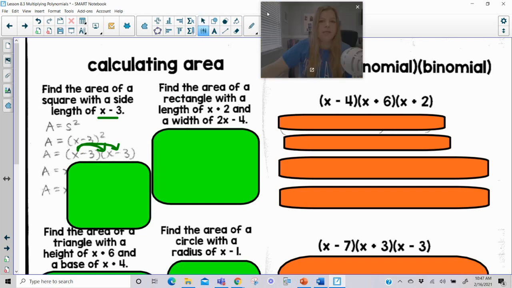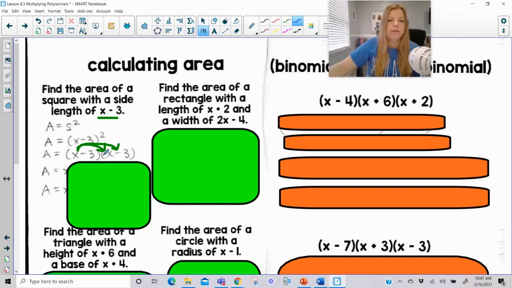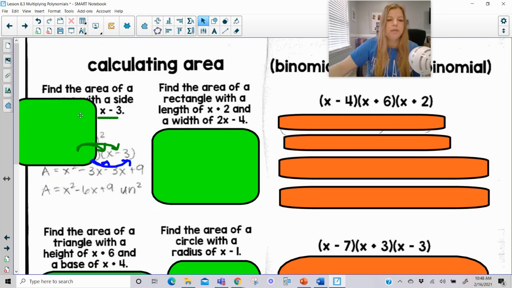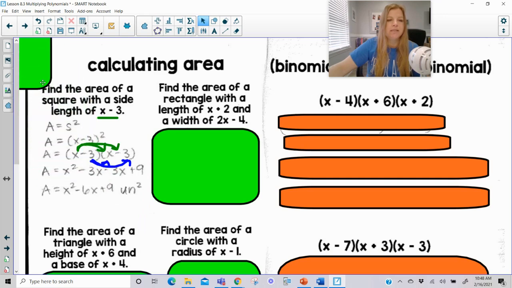And then we need to do negative 3 times x, and then negative 3 times 3. So we are doing our repeated distribution. We end up getting x squared minus 3x minus another 3x plus 9, which becomes x squared minus 6x plus 9 units squared.